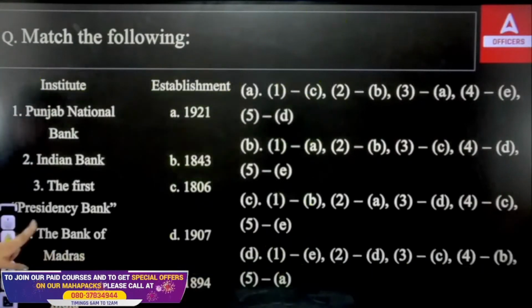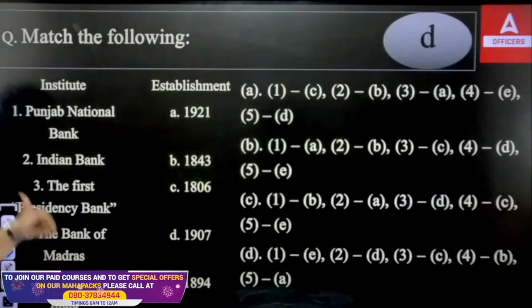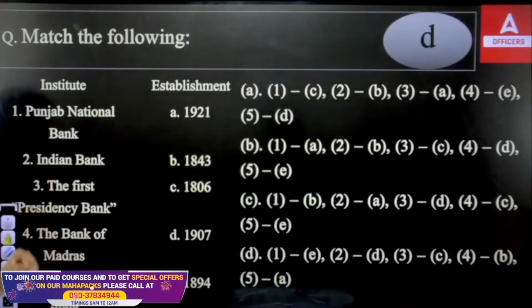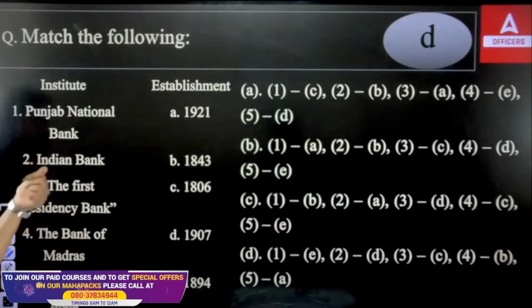So do make sure in the match the following, find out the option which you actually know. And what are the remaining, that will automatically fit in the answer. So right answer is D option about the match the following.